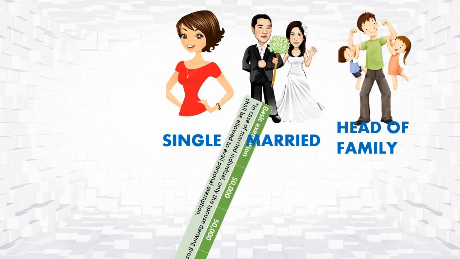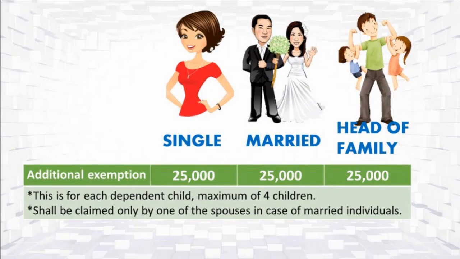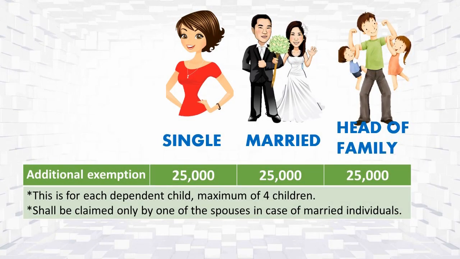A single, a married couple, and the head of a family is also subject to an additional exemption of 25,000 pesos. This is for each dependent child, maximum of 4 children. It shall be claimed only by one of the spouses in case of married individuals.